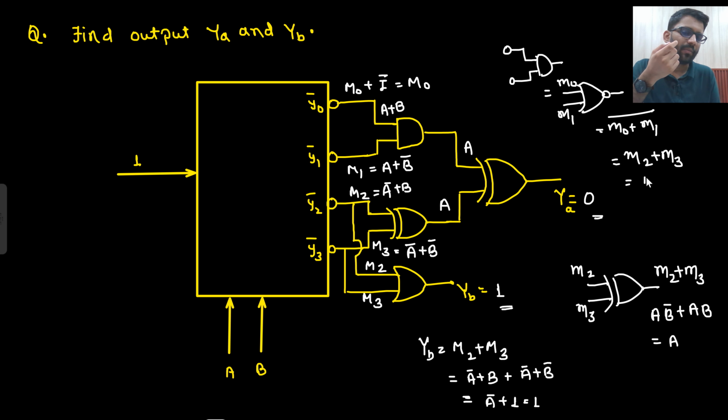And what is your M2? M2 is, yeah, again the same thing you are getting, AB bar plus AB. So again you are getting A only here.